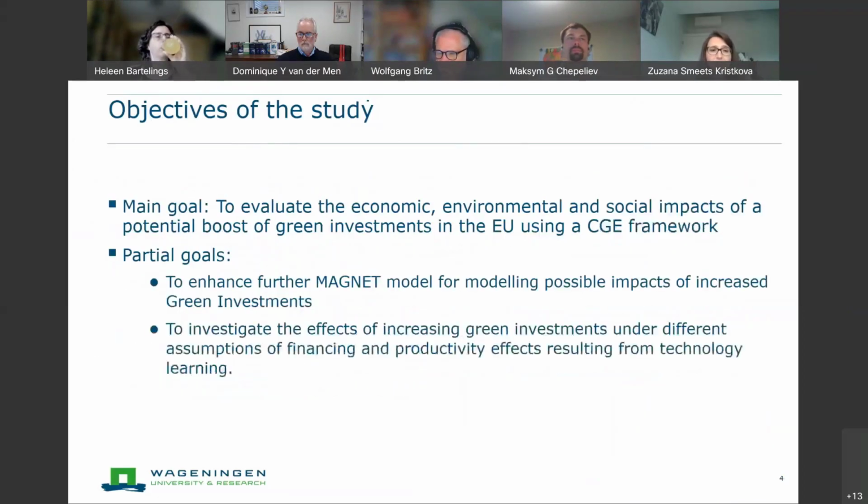So this is the context of our research, and therefore the objectives, not surprisingly, are to evaluate the economic and environmental and possibly also social impacts of such a boost in green investments. In order to achieve this, we have done some enhancement in our MAGNET modeling framework that I will explain now. Then we used the new features in a set of illustrative scenarios that look at the impact of green investments. We focused on bioenergy sectors, and we look at two perspectives: the financing of these investments and the impact of technology learning. So that's to introduce the objectives of this study.